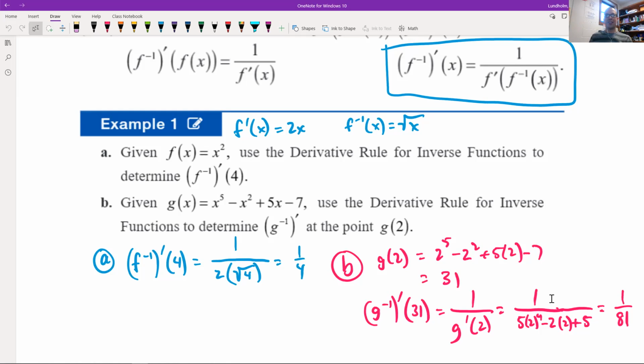So hopefully, yeah, the slope here of whatever the inverse function of this polynomial is would have a slope of 1 over 81 at the point g of 2, or 2 comma g of 2. Well, yeah, g of 2 comma 2 if you're on the inverse function. Anyways, that's a cool thing. You'll do a few of those on your homework. Two ways to look at it, depending on whether you're putting in an x value or a y value.